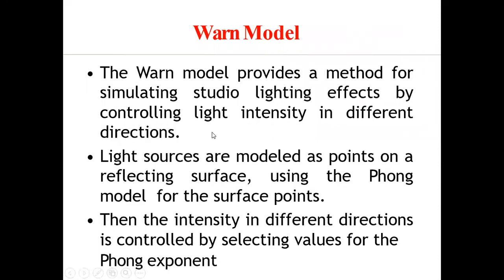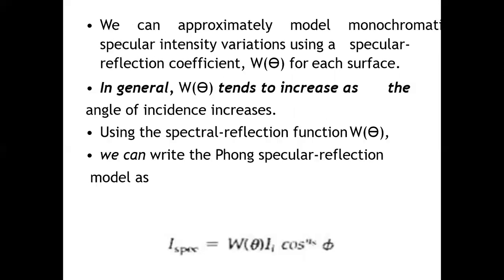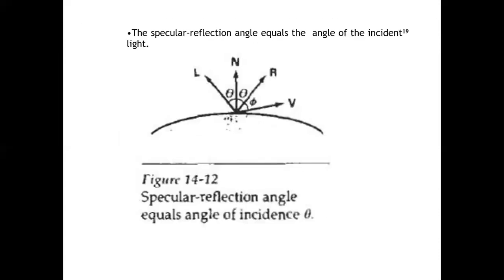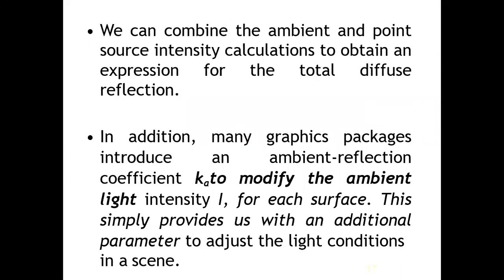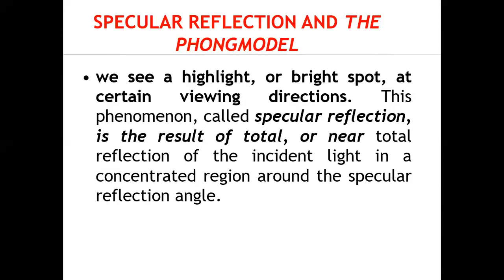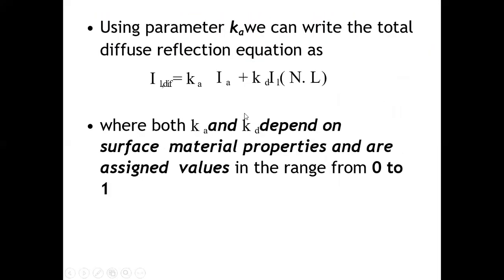A repeatedly asked exam question is: explain the three basic illumination models. You have to write about ambient light. Ambient light is nothing but uniform reflection. Then the second type is diffuse reflection. Diffuse reflection means whenever light is incident on a surface, the light is reflected in all the different directions. That is called diffuse reflection.